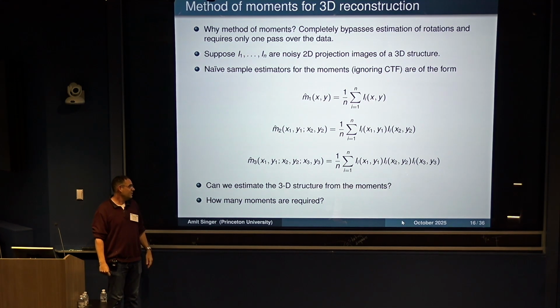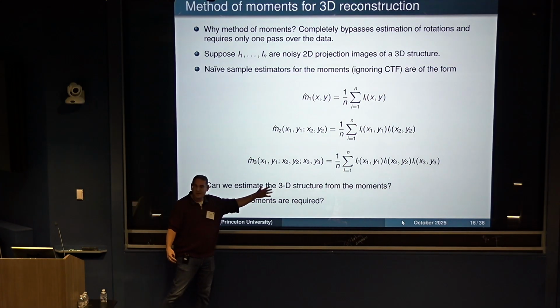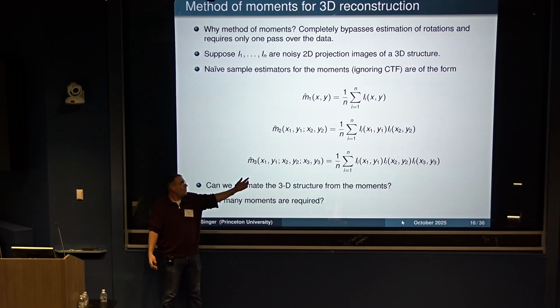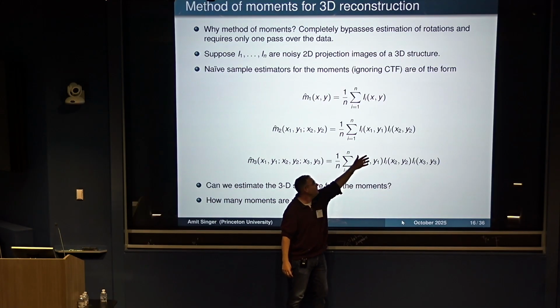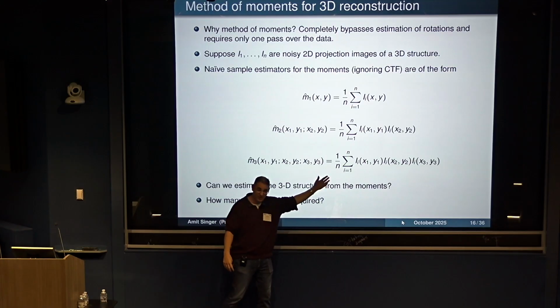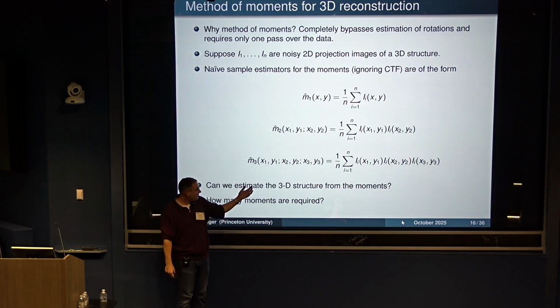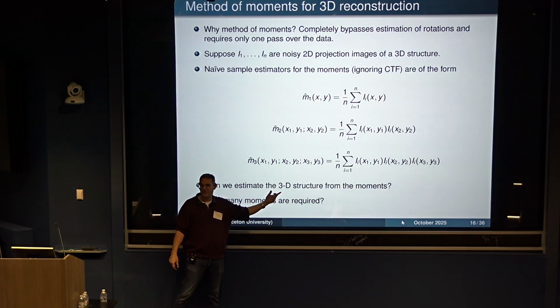But now we're just doing it on paper, and the question is, if I give you the moments, can we estimate the structure? Why is it nice to work with moments? Because noise averages out in the first moment. For the second moment, I know just what the contribution of the noise will be, and I can eliminate it. The same with the third moment. So with enough data, I can estimate the clean moments from very noisy images. So the question is, can I estimate the 3D structure from the moments?